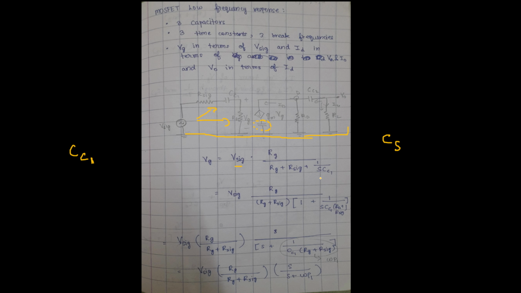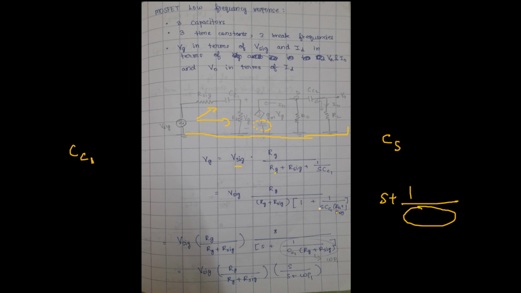And again, like I mentioned, our final aim should be to get something of the form 1 by S plus 1 divided by a particular function in the denominator, right? So for doing that, the only thing we need to do is take things common outside. So we take RG plus R signal outside and we get 1 plus 1 by SCC1 with Rg plus R signal in the denominator.